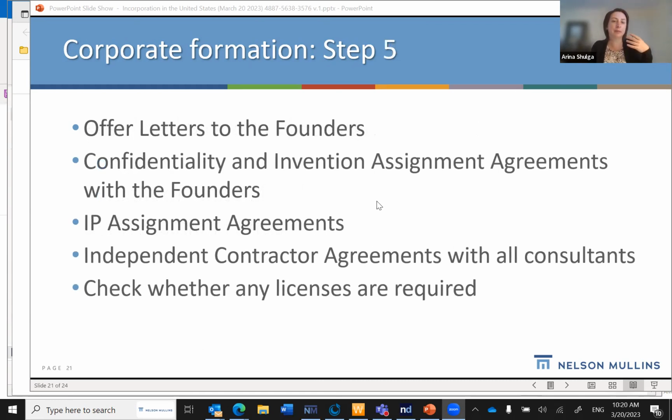And then obviously, you worry about intellectual property, right? So you want to make sure that all intellectual property that was created for the company prior to the formation of the company gets assigned to the company. So founders enter into IP assignment agreements. And then you want to make sure that all intellectual property that's going to be created after the formation of the company also belongs to the company, and therefore your founders and your employees and everybody else who's working for the company will sign confidentiality and invention assignment agreements. Okay.